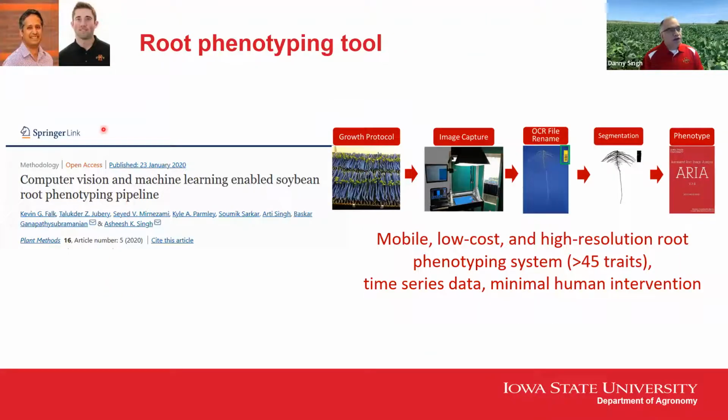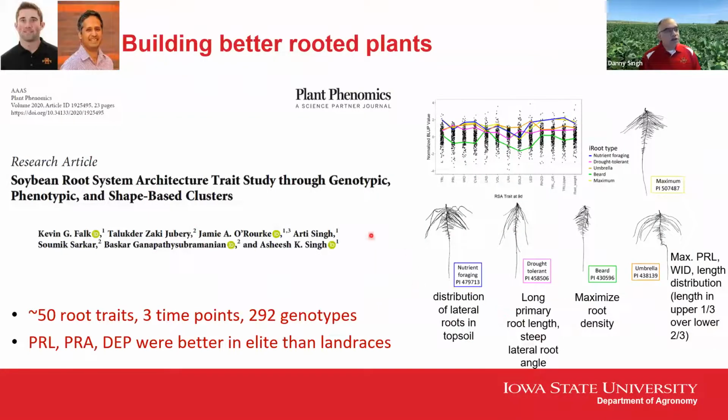We're quite interested in root traits. This is work that came out a couple of years ago. Zaki and Kevin worked on development of an automated root image analysis pipeline, ARIA, which is based on computer vision and machine learning. And using this platform, we can study a lot of different traits in a time series manner, which allows us to get information that can be utilized for practical application.